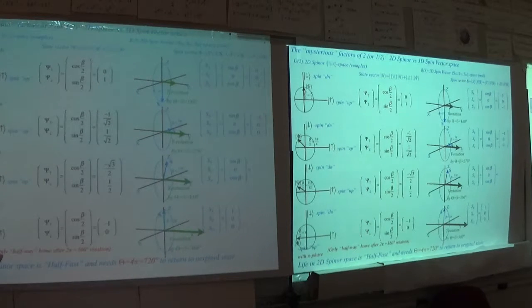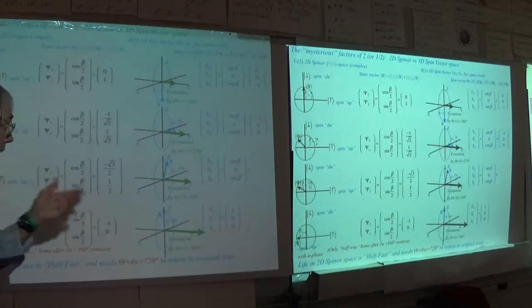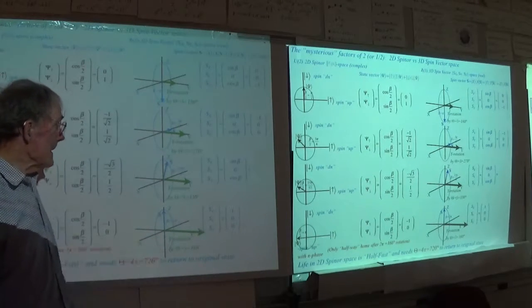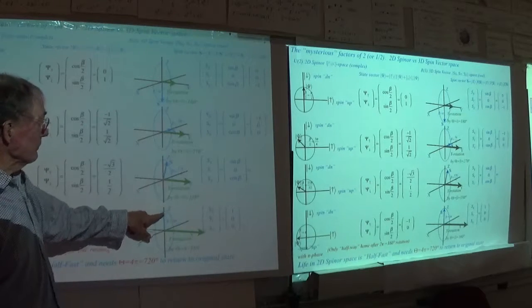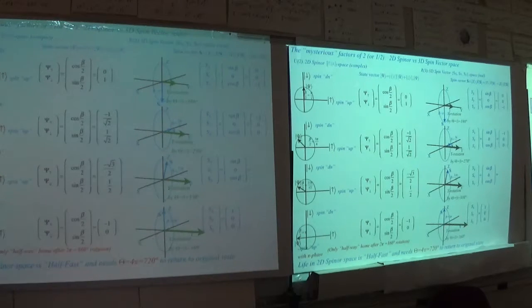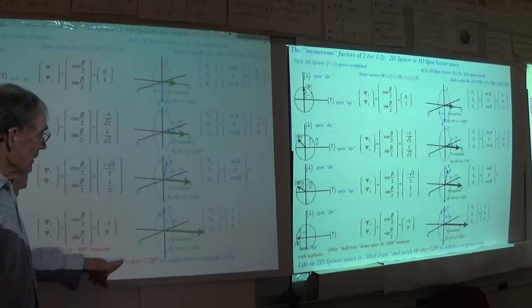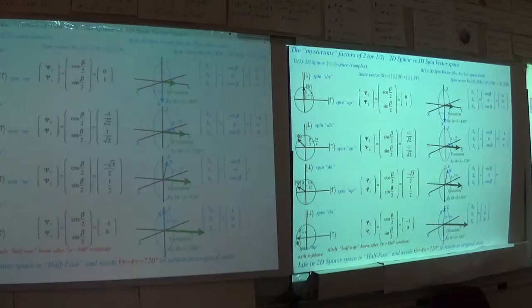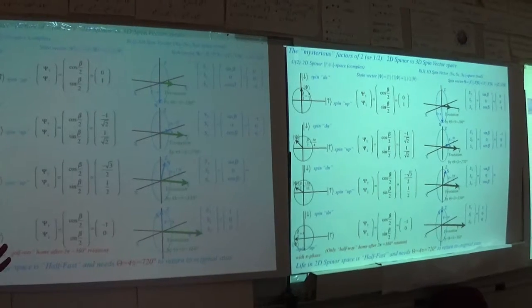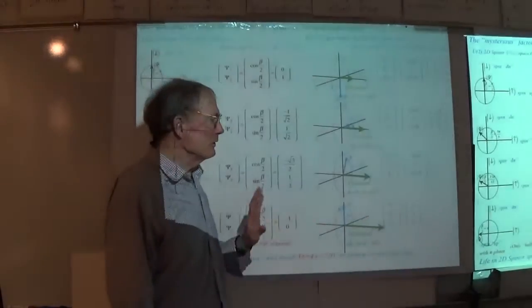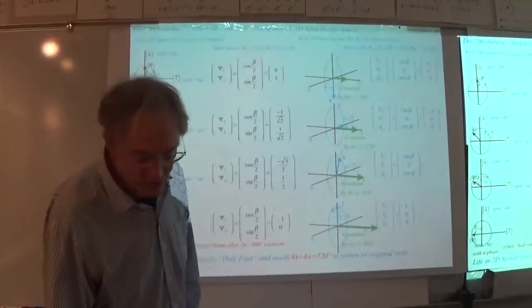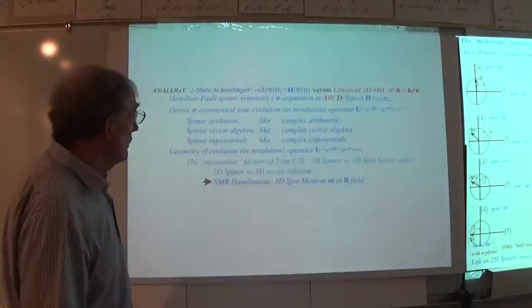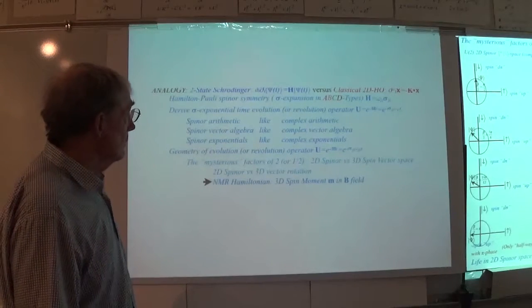So, halfway home in spinor space. This one's all the way home, okay? It's got the thing back at spin up, which is what we started with. Okay. So, spinor space needs 720 degrees. That's not just 2 pi. It needs 4 pi to come home. And we're going to show you a lot of things that behave like that. That's where things get weird.